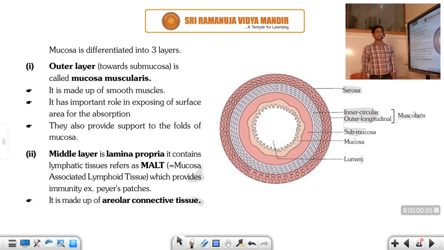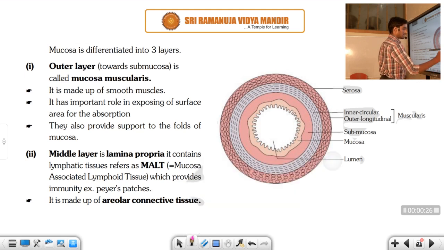Hello students. In the previous lecture we discussed the different types of salivary glands. In the next topic we are going to discuss the alimentary canal. In the alimentary canal, student, there are 4 layers, 4 parts. What are the 4 parts?